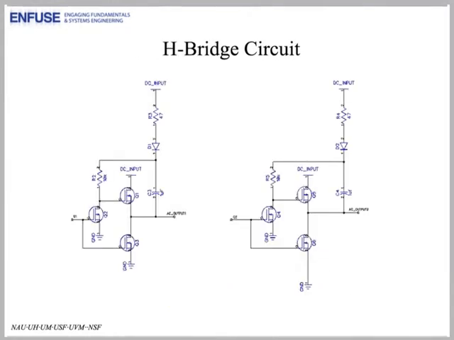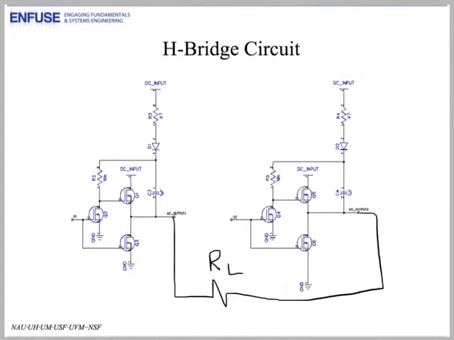Here is the schematic of our H-bridge circuit. There are two important things to notice. First, the load connects between AC output 1 and AC output 2. Okay? And we model this load as a resistor. And I will draw it in here to make it clear. So our load again connects AC output 1 and AC output 2.